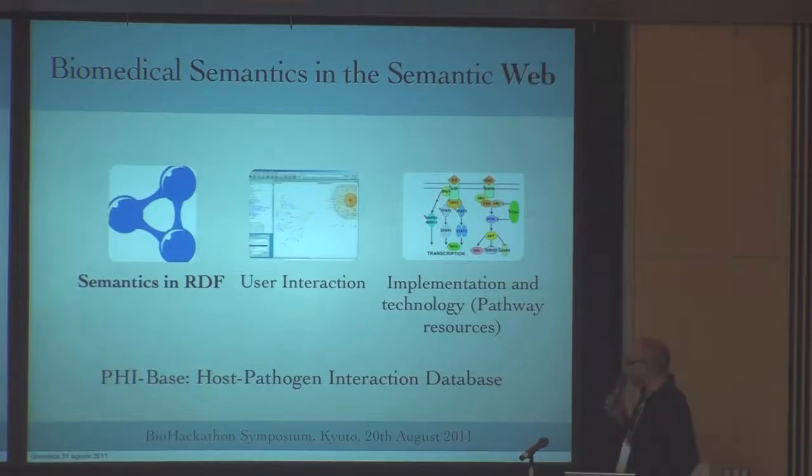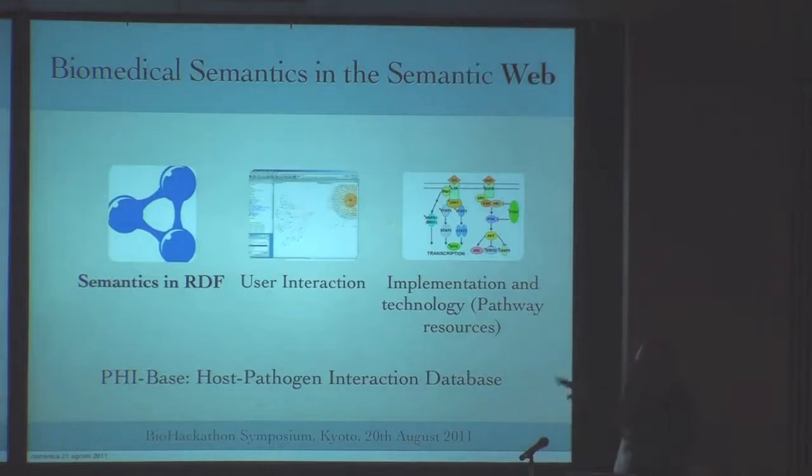So there are things I would like to discuss during this hackathon. One is presenting semantics in RDF. One is about user interaction on RDF knowledge bases, and the other one is about the implementation and technology, especially about path resources. So I will mention a few projects I'm interested in at the end, but I would like to show how things fit together in the context of the project I've been working on. It is a Firebase, it is a host-pathogen interaction database.